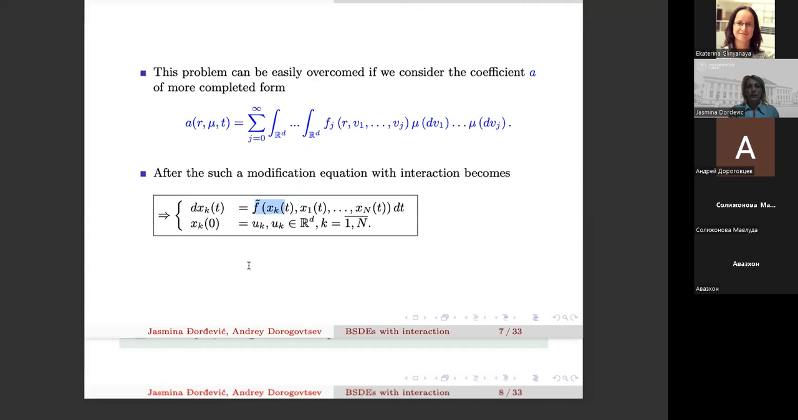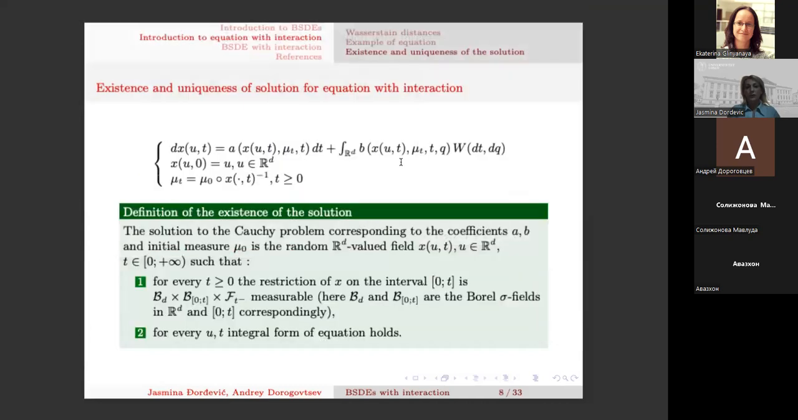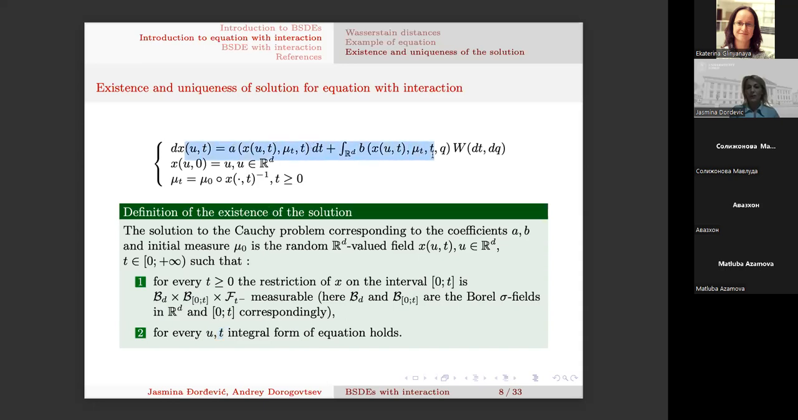The existence and uniqueness of this kind of equation was also proved by Professor Djordjevich, and the definition of its solution is given in this green box. The statement is that the solution of the Cauchy problem exists, and it is the process X, if for every t greater or equal to 0, the restriction on any interval 0 to t is measurable with respect to this product, and for every u, every initial condition, and every time t, the integral form of this equation holds.